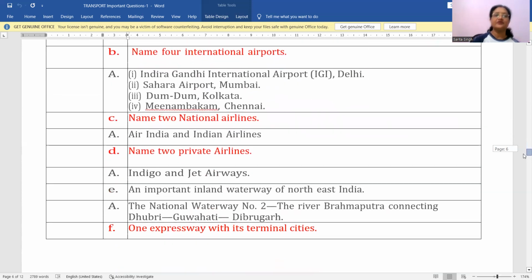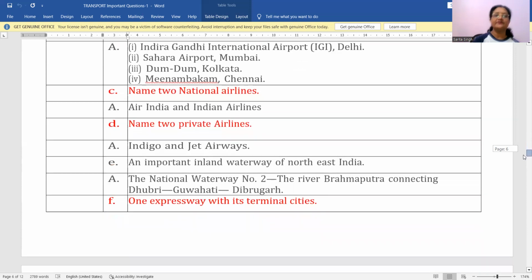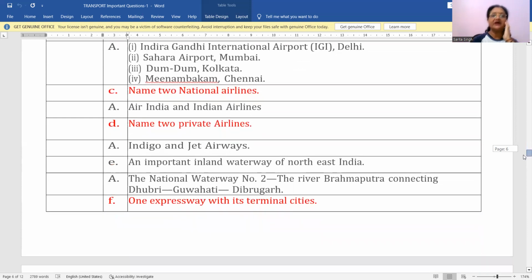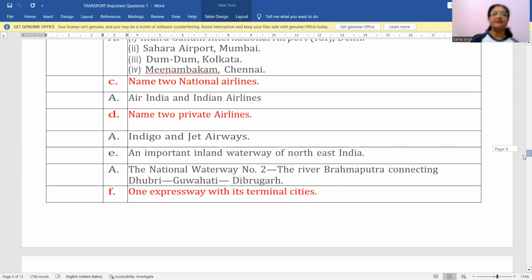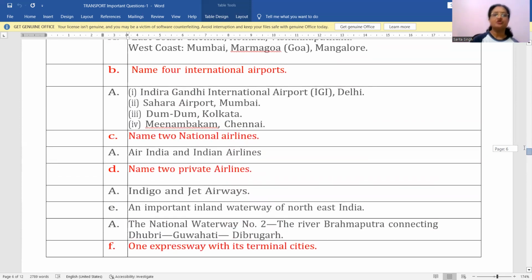Name four international airports. Indira Gandhi International Airport, then Dum Dum, then Sahara Airport, then Meenambakkam, Chennai. So all these are the international airports. Name two national airlines: Air India and Indian Airlines. Name two private airlines: Indigo and Jet Airways. Clear?